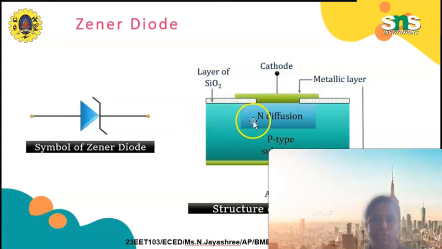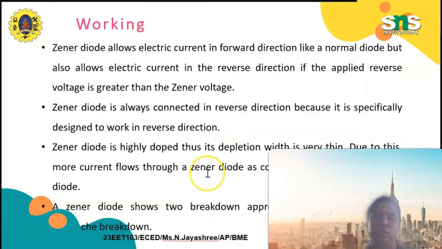This is the construction of the Zener diode. P-type diffusion is taken, and under this N-type diffusion is taken. We know that SiO2 is placed over this layer, and the cathode is placed on this gate. This metallic layer is also formed over the SiO2, and below it is formed the anode. Okay, this is the working principle of the Zener diode.